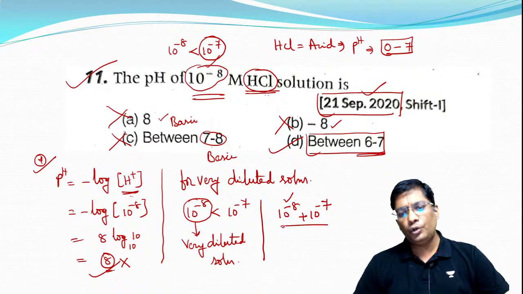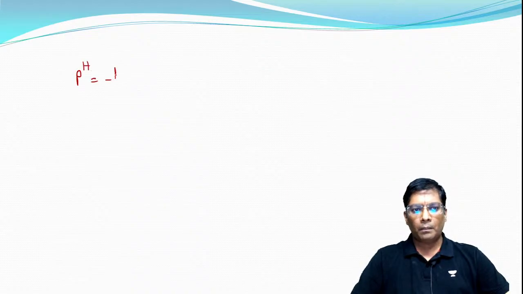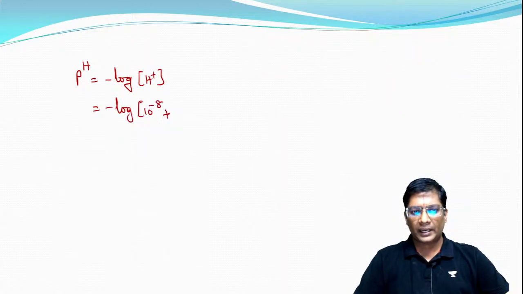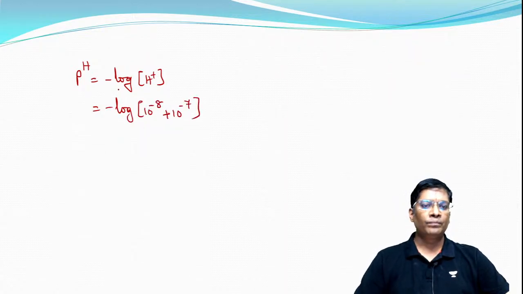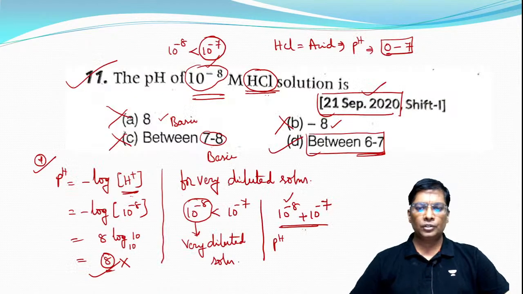Or otherwise you can do the problem also. pH equals minus log of concentration of H plus. This concentration of H plus can be rewritten as 10 power minus 8 plus 10 power minus 7. If you solve this, definitely you will get a value between 6 to 7, like 6.9 and so on. So the value is between 6 to 7. That's all. Okay, right, thank you.